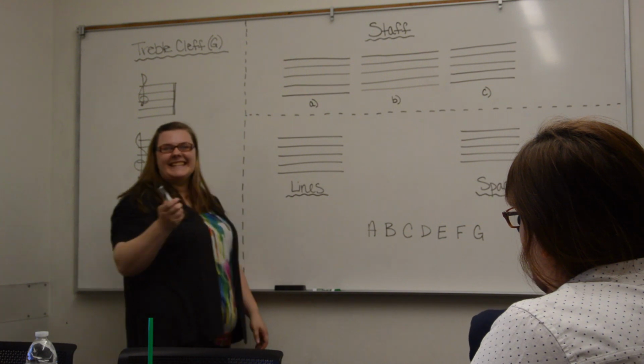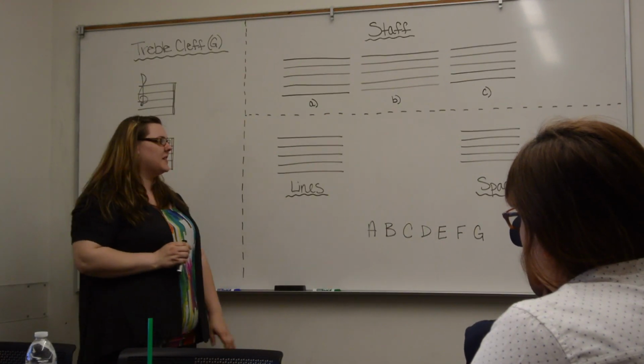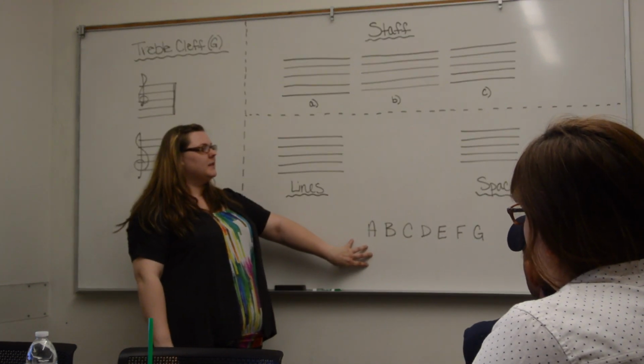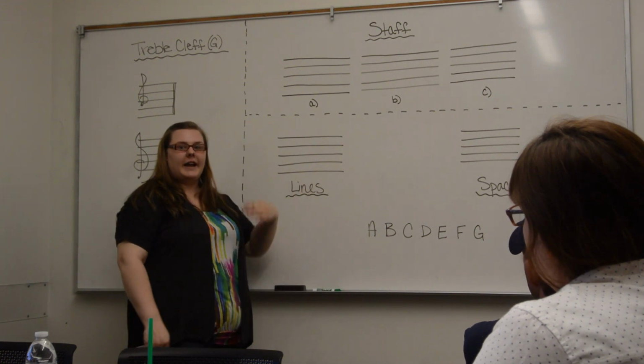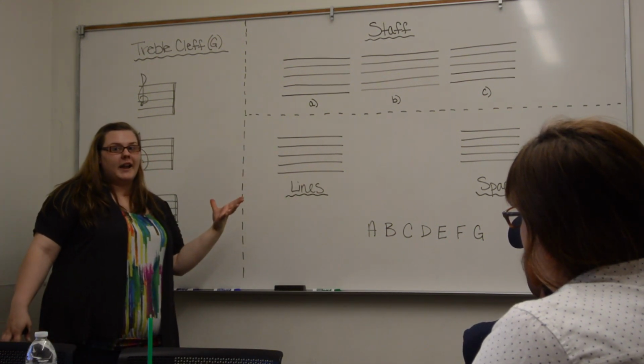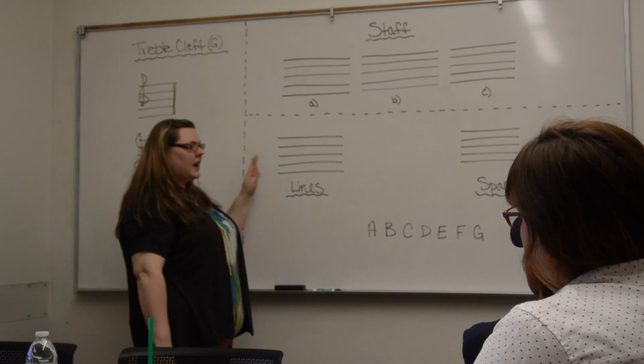Why is there only 5 lines per staff? There are only 5 lines per staff because we only have 7 notes that we use. So we use the 7 notes, but we repeat them. They get higher and higher every time you repeat them. So why repeat lines if we're going to repeat the notes? We don't need to do that. We just have 5 lines.